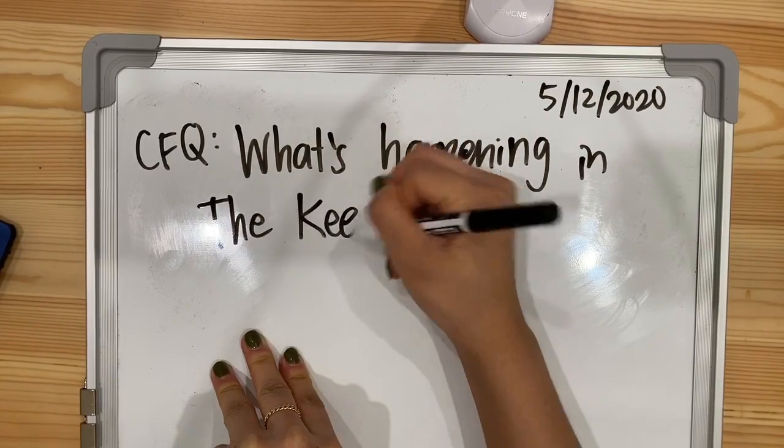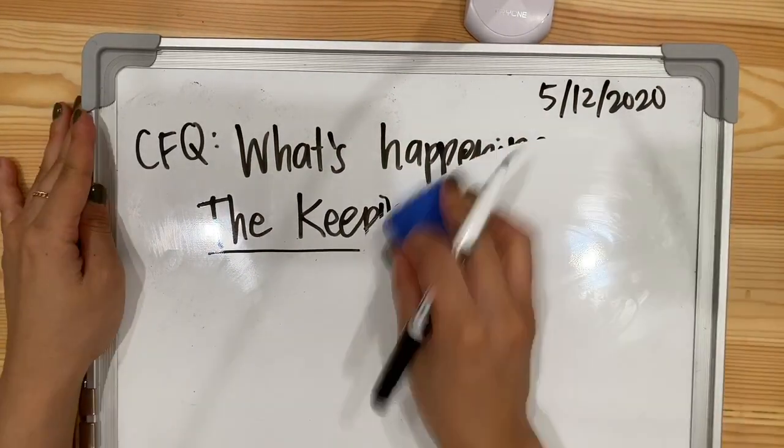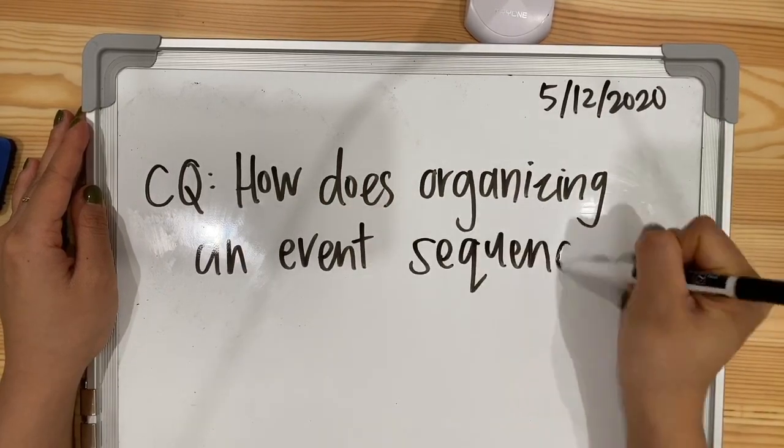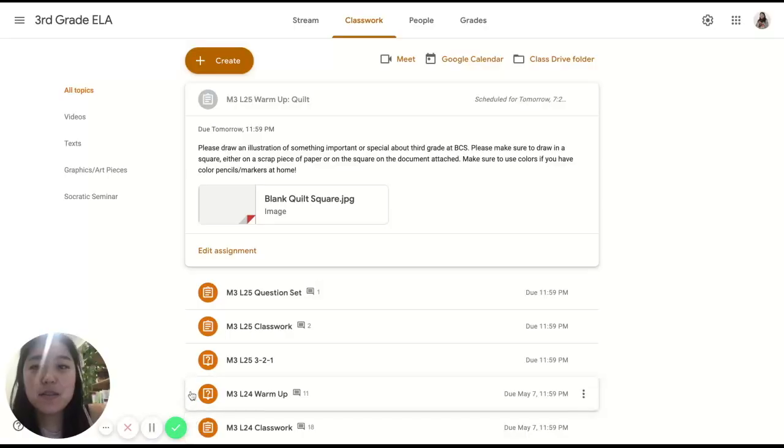So today's content framing question is what's happening in the keeping quilt? And today's craft question is how does organizing an event sequence work? So here's your warm-up for today. It's actually an art piece.